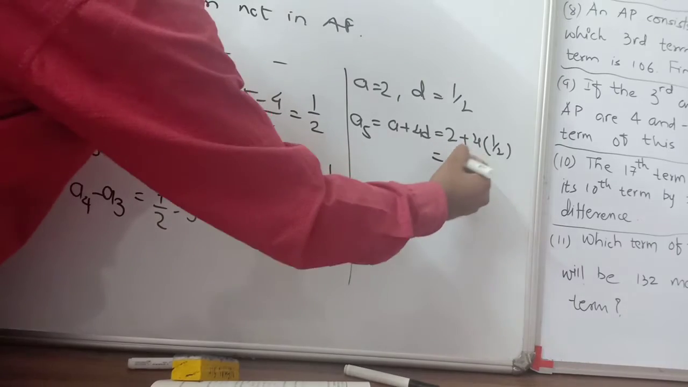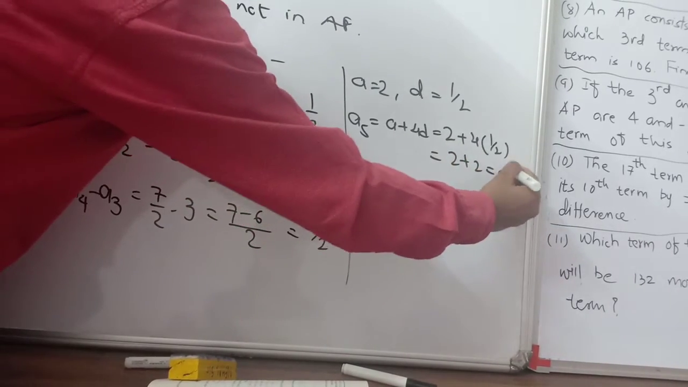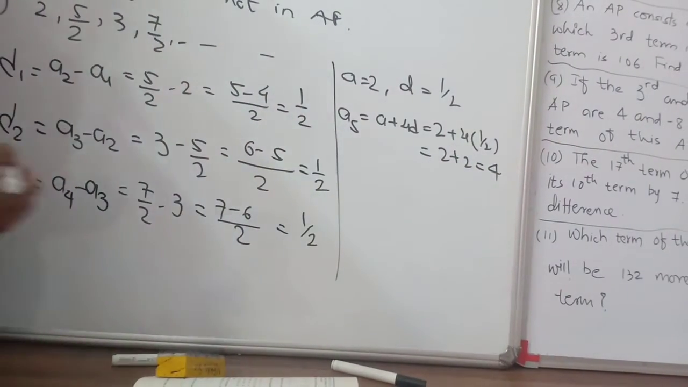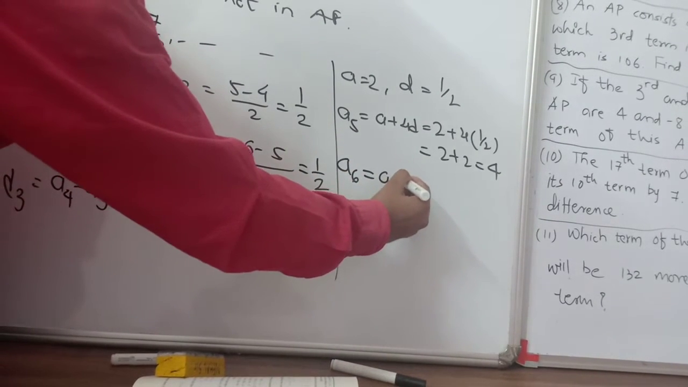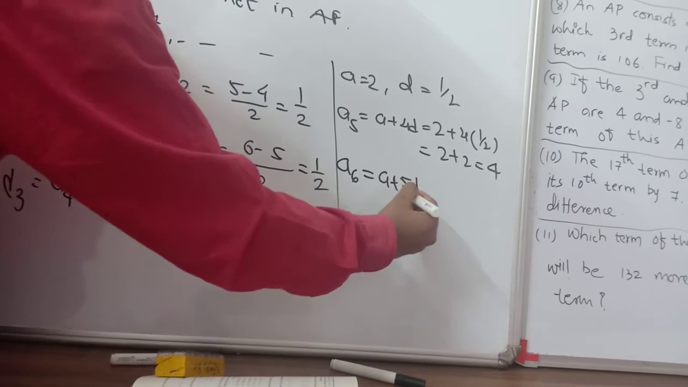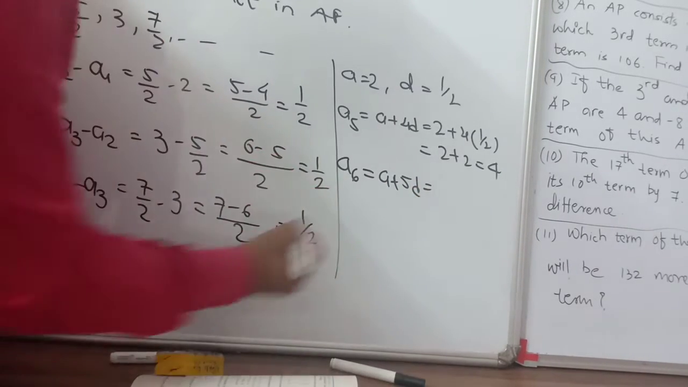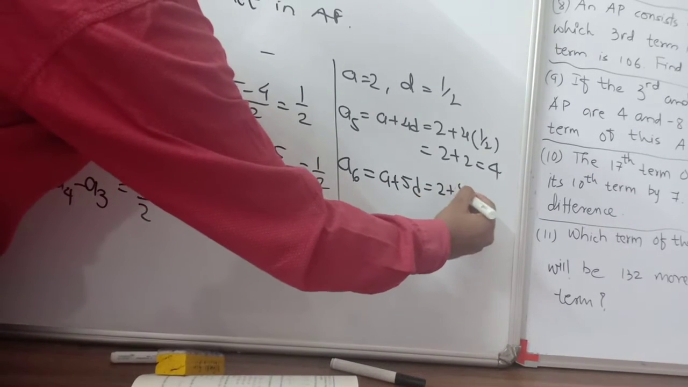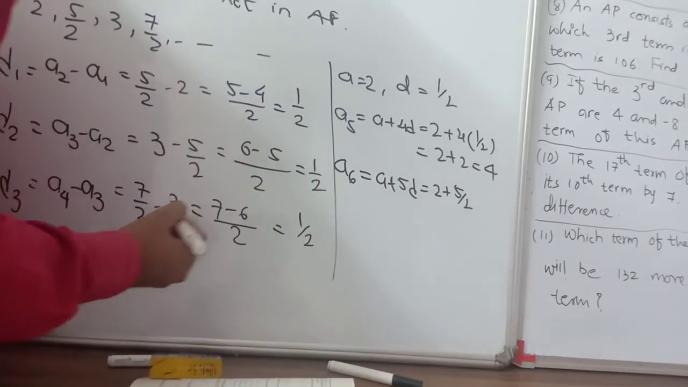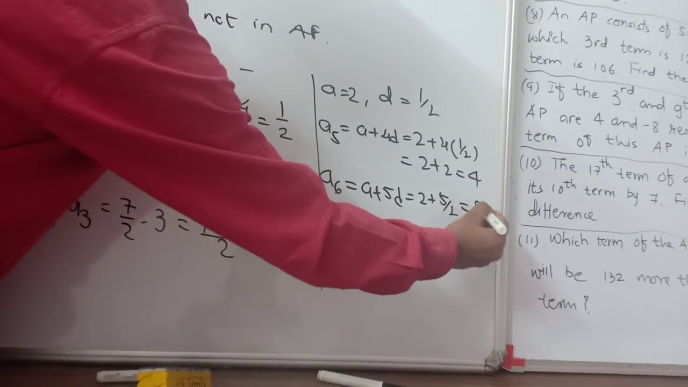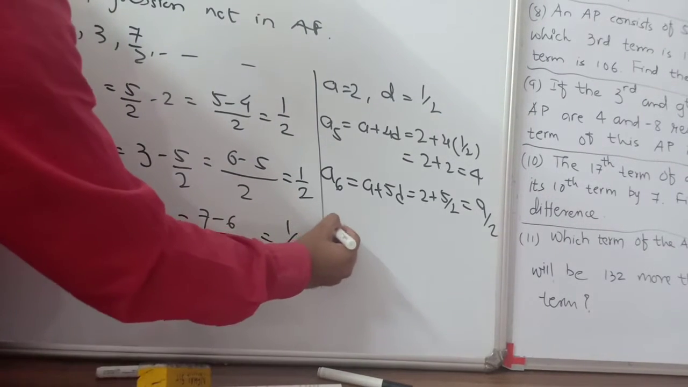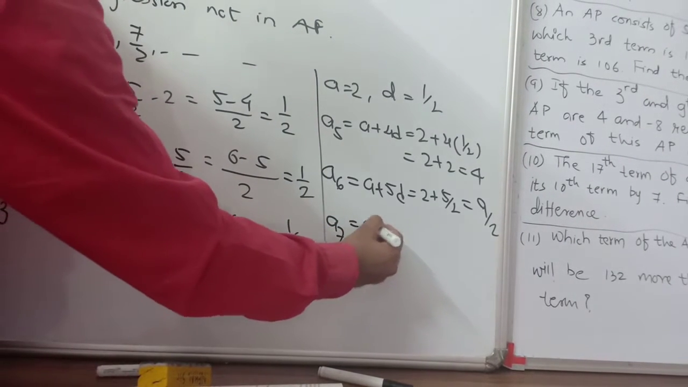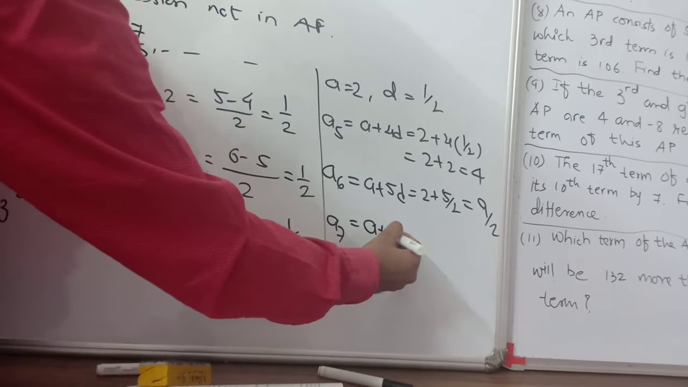So put here 2 2's are, so 2 plus 2, you got 4. So 5th term kita mila aapko 4. Similarly, the 6th term, A plus 5D, right? So A is equal to 2 plus 5 and half. So 2 2's are 4, then we got 9 by 2. Understand? Okay, A7. So A7 is equal to A plus 6D.